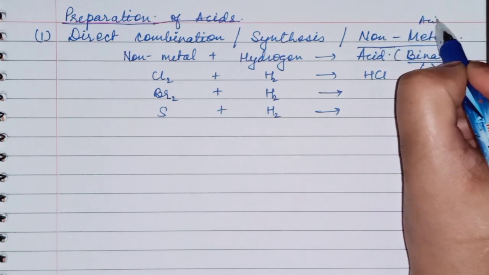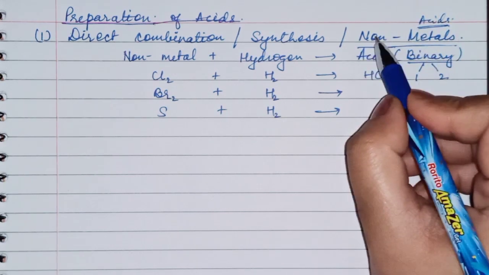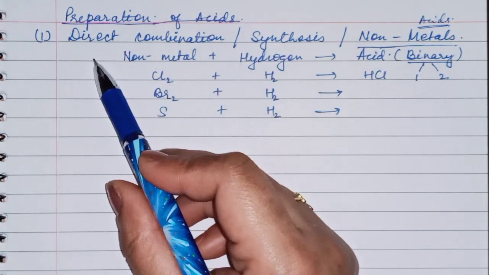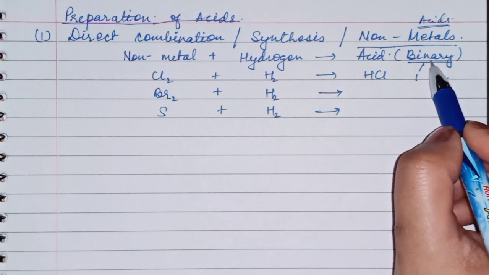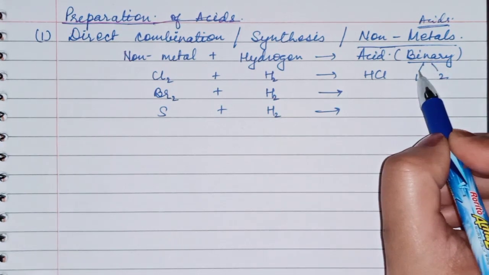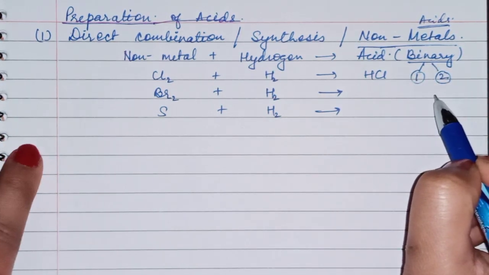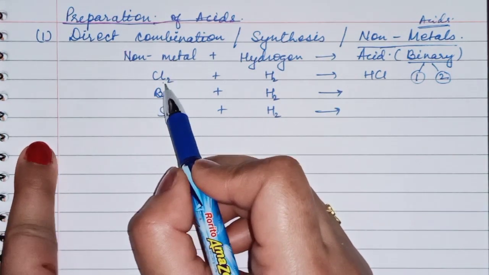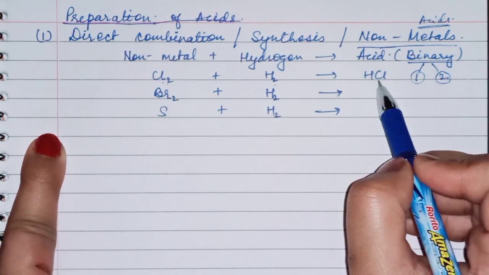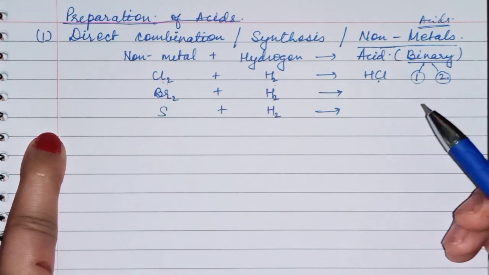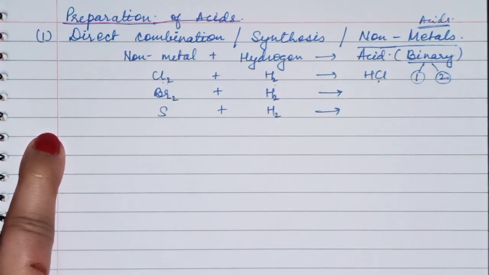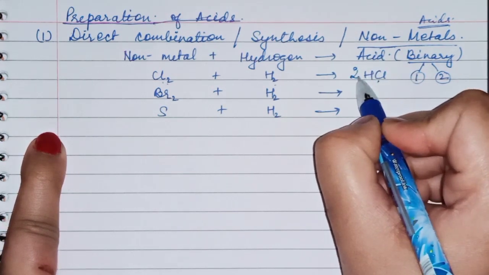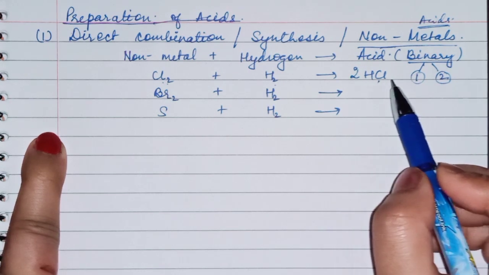Non-metal gives acids, so you will consider non-metal every time for the preparation of acid, and here synthesis and direct combination will give you binary acid. Binary acid means two elements are present in the acid. One example is chlorine, it is non-metal, so Cl2 plus H2 gives HCl. Okay children, you will learn these reactions in the balanced form. I am not doing balancing over here, so you will do that balancing by yourself.